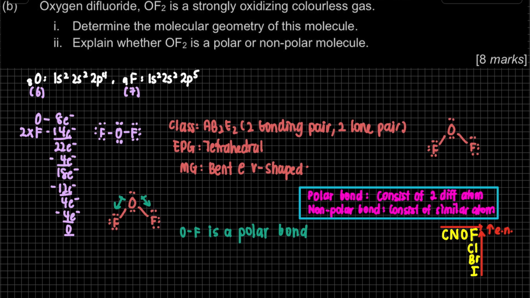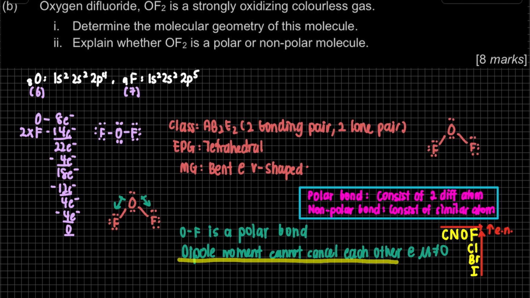So we have to write down that the dipole moments cannot cancel each other, or mu is not equal to 0, because this one is towards downwards. For example, just now BeCl2 has arrows towards chlorine on both sides. This one cancels out, mu is equal to 0. If it's not equal to 0, it means that it is a polar molecule. So that is how you answer the question.